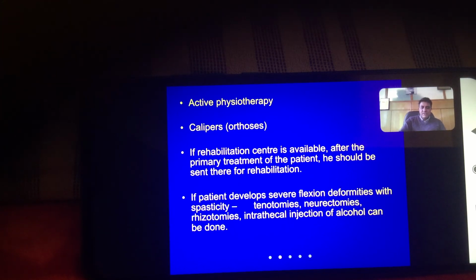And if the patient develops severe deformity, contracture, or would develop myopathy, then if the lower limbs are spastic, tenotomies, where the tight tendons are released, or a neurectomy of the nerve that is innervating them can be done, and then the spasticity will be resolved. Rhizotomies, or intrathecal injection of alcohol, or ether also, is given in those areas to desensitize the nerve to reduce the spasticity.